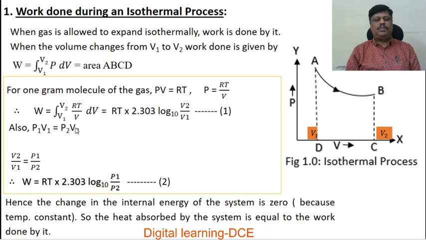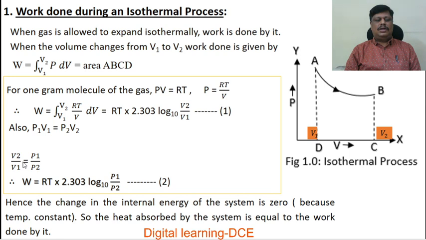The integration of 1 by V dV is log V, with lower limit V1 and upper limit V2. So on simplification we get, and converting the natural logarithm into common logarithm, RT into 2.303 log 10 V2 by V1. Call this equation 1. Also we know that P1 V1 is equal to P2 V2. So therefore V2 by V1 is equal to P1 by P2.